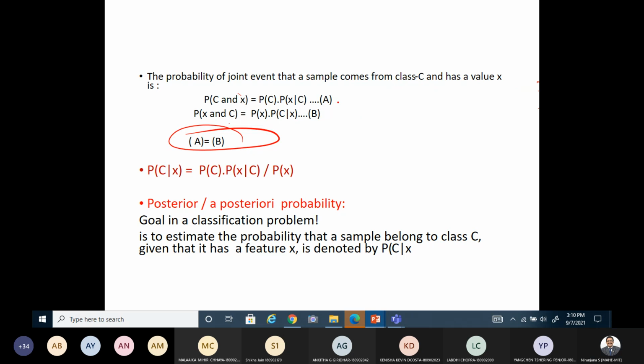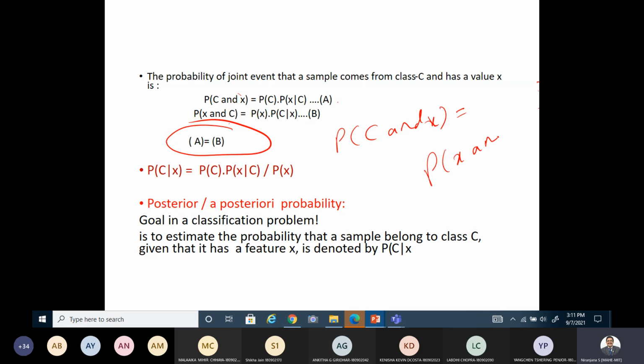Correct. A and B. Now A and B are equal. That is what we understand because P of C and X is equal to P of X and C. Do you agree with this? That is what I'm asking. P of C and X. Sir, here the C is the class and X is the feature, right? So for A, probability of X given C is like saying the feature given it's from class C.